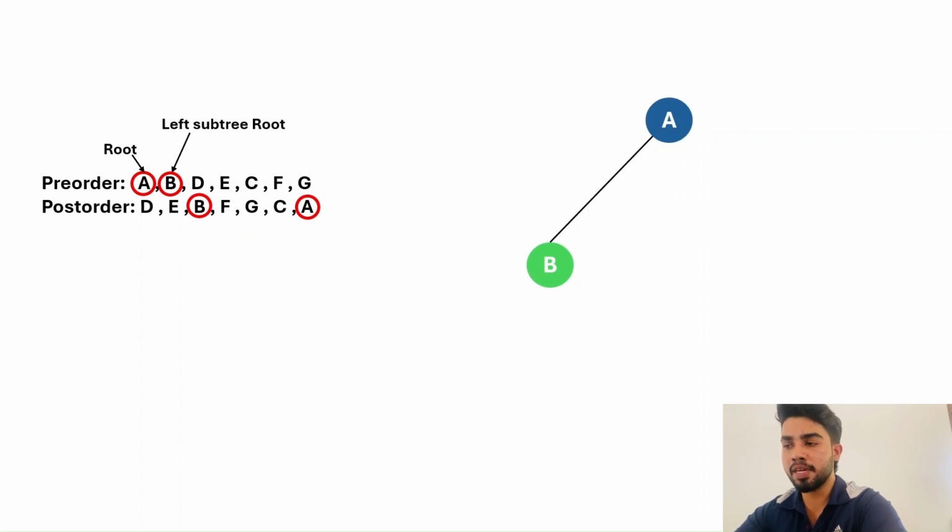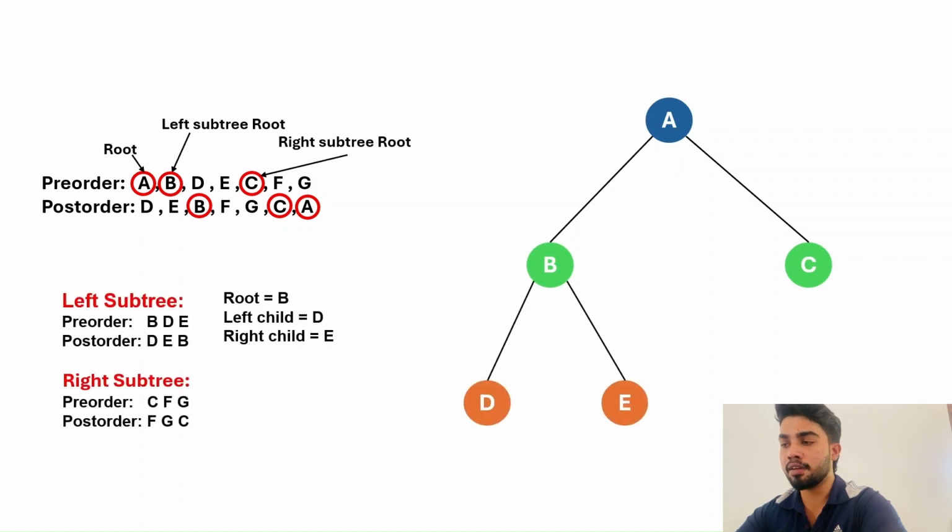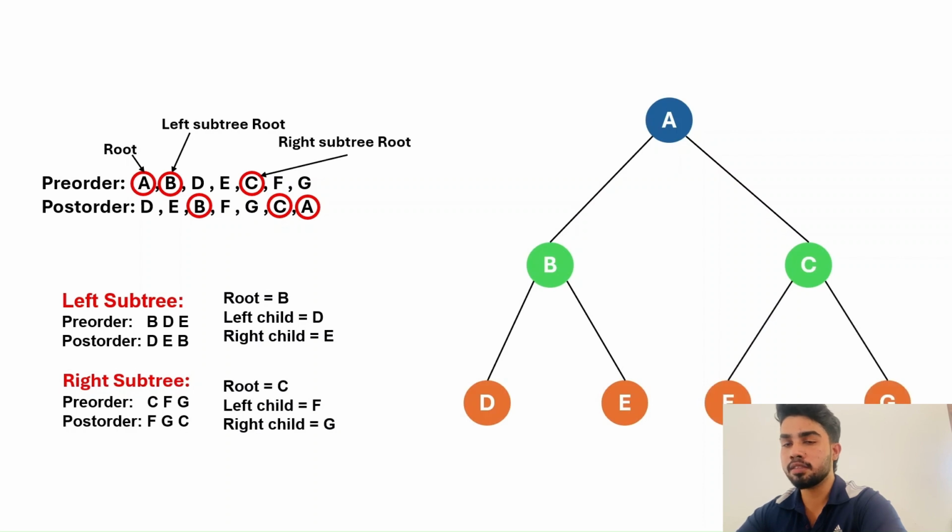So all nodes before B in post-order belong to the left subtree. Left subtree nodes are D, E, and B. Now we can separate left and right subtrees using pre-order and post-order. We repeat the same logic for each subtree. Left subtree root B has children D and E, and right subtree root C has children F and G. And here's the fully constructed binary tree. Because this is a full binary tree, pre-order and post-order were enough. But without this condition, the tree cannot be uniquely built.